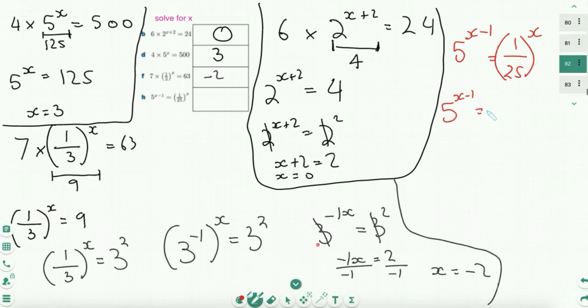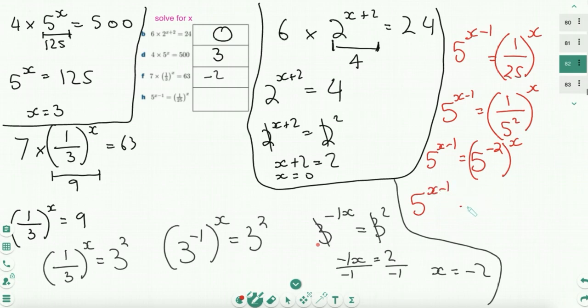x minus 1 is equal to 1 over 25, which is 5 squared, and that's being powered by x. So 5 to the power of x minus 1 is equal to 1 over 5 squared, which is basically the opposite of 5 squared over 1. So we can write 1 over 5 squared as 5 to the power of negative 2, and that's being powered by x. Make sure you're well aware of your negative indices. Then we'll simplify this. Inside, outside, we multiply. So 5 to the power of x minus 1 is equal to 5 to the power of negative 2x.